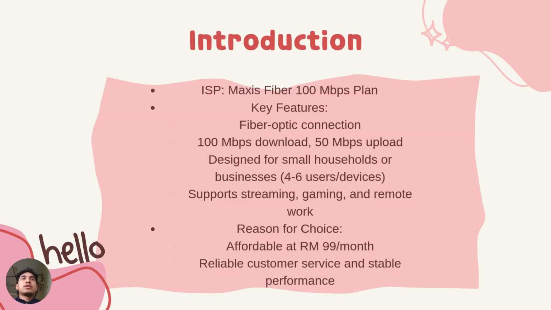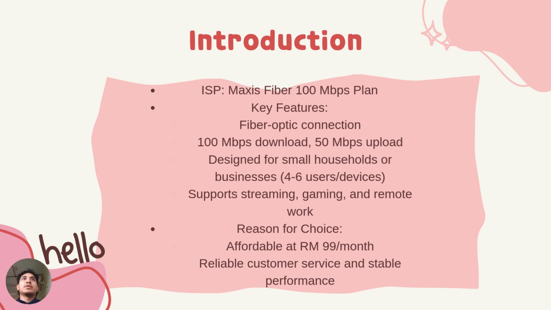So, for introduction, my family chose Maxis Fiber 100 Mbps, which provides internet speed of 100 Mbps for download and 50 Mbps for upload. It is targeted at households, home offices, and apartments with 4 to 6 users or devices for smooth and sure performance despite multiple concurrent activities involving streaming, gaming, or working from home.